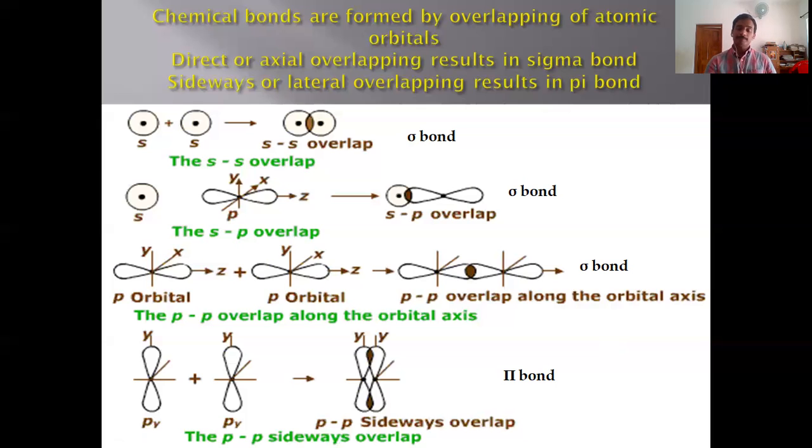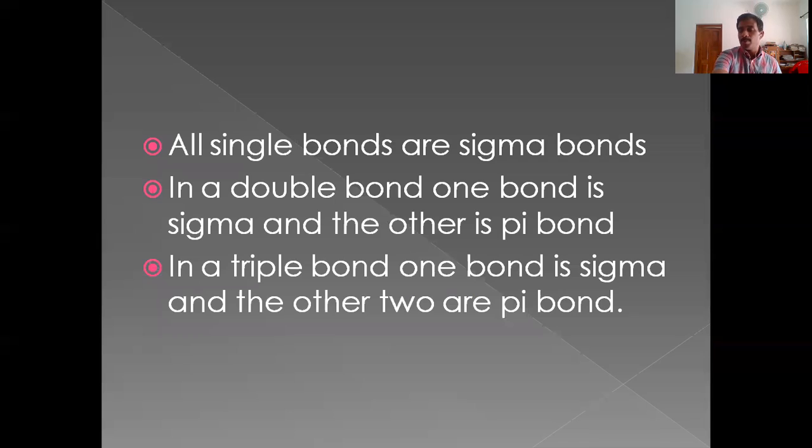Now here, we heard about the single bond, double bond, triple bond. In a single bond, the bond will be a sigma bond. That single bond is formed by direct overlapping of atomic orbitals.